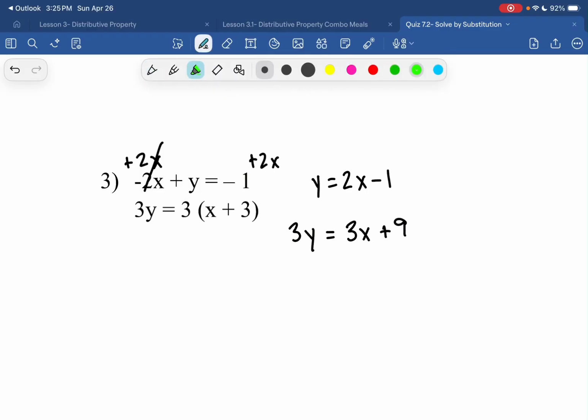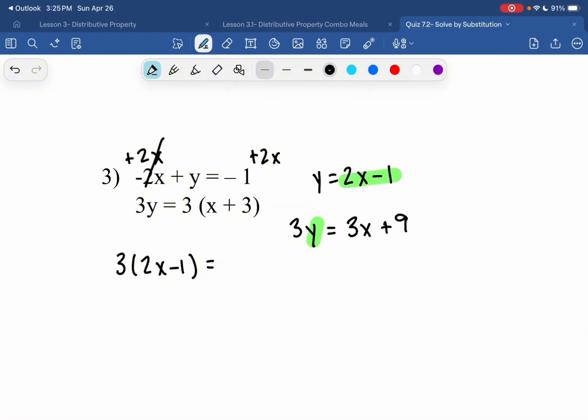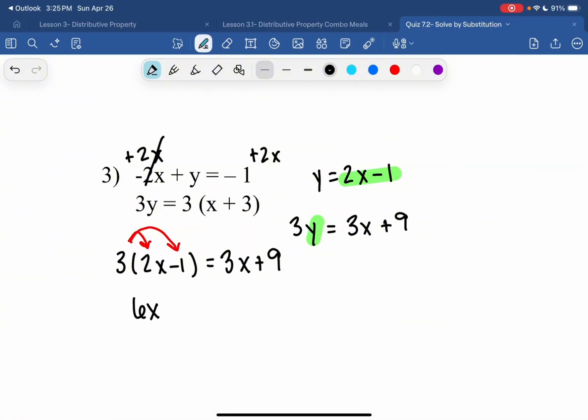Now I can take that value for y, which is 2x minus 1, and plug it in. So I'm going to rewrite. I have 3 times 2x minus 1, close my parenthesis, equals 3x plus 9. Okay, I'm going to have to distribute again. So we share to all terms inside. 3 times 2x is 6x, and 3 times negative 1 is negative 3. And I just rewrite the rest of the equation.